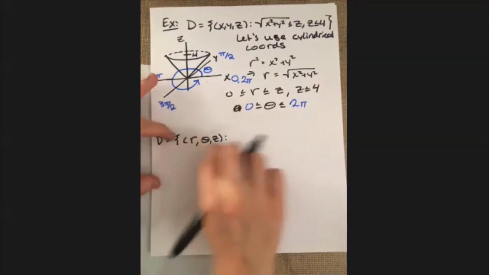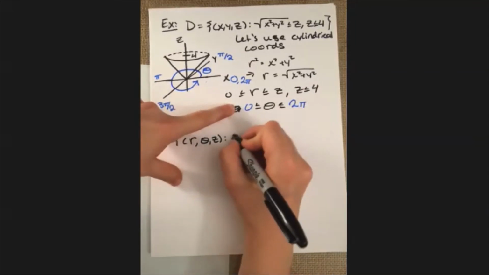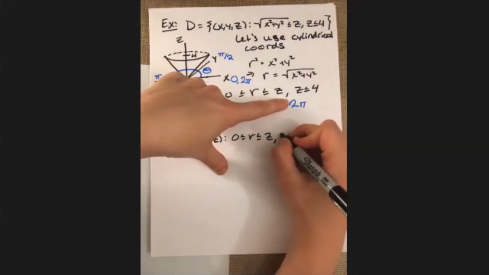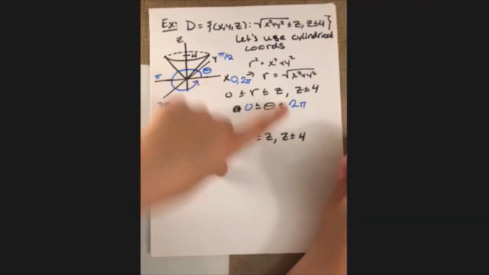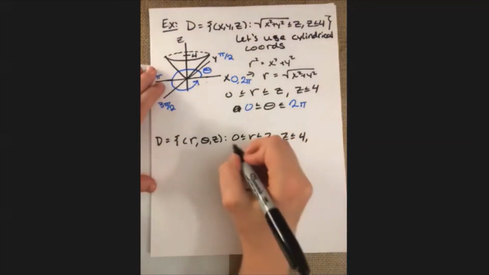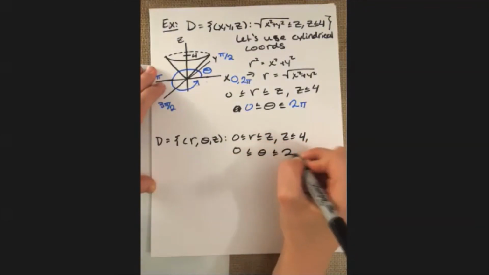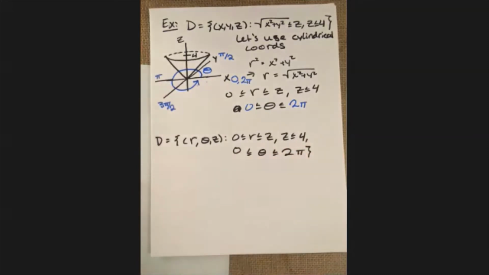So to describe our domain, we just want 0 less than or equal to r less than or equal to z. And we want z to be less than or equal to 4. And we want theta to be between 0 and 2 pi. Okay. That one really wasn't bad. That was pretty straightforward.